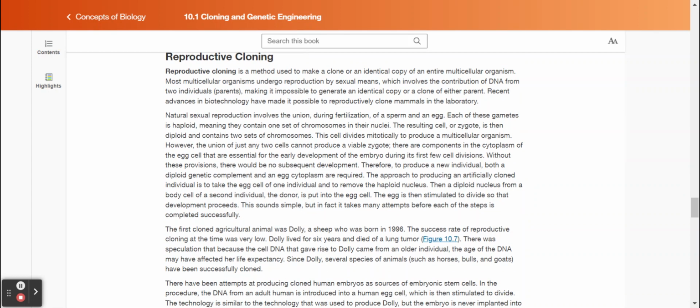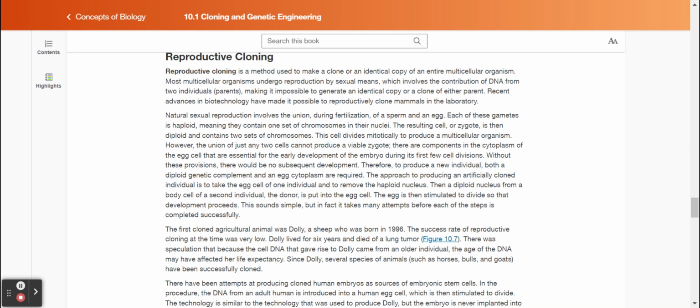Reproductive cloning. Reproductive cloning is a method used to make a clone, or an identical copy, of an entire multicellular organism. Most multicellular organisms undergo reproduction by sexual means, which involves the contribution of DNA from two individuals, parents, making it impossible to generate an identical copy or a clone of either parent. Recent advances in biotechnology have made it possible to reproductively clone mammals in the laboratory.